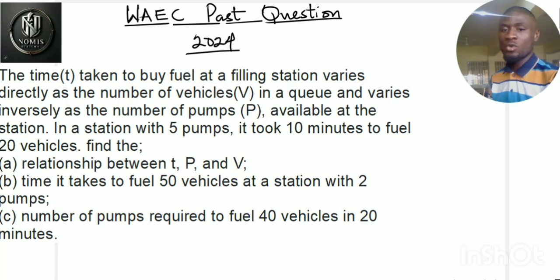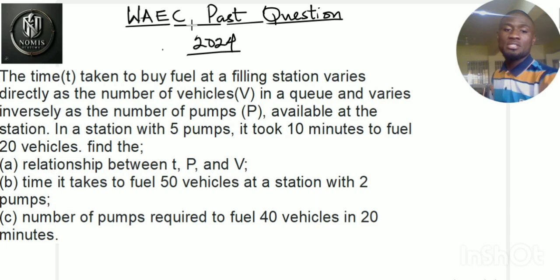Now, when you see this question, the first thing that comes to your mind is that this is a question under variation. If you have been following our videos, you would have watched the video on variation. So, let's use the knowledge of variation to answer this question. We are to find the relationship between T, P and V in the first place. So, let's get into the solution.